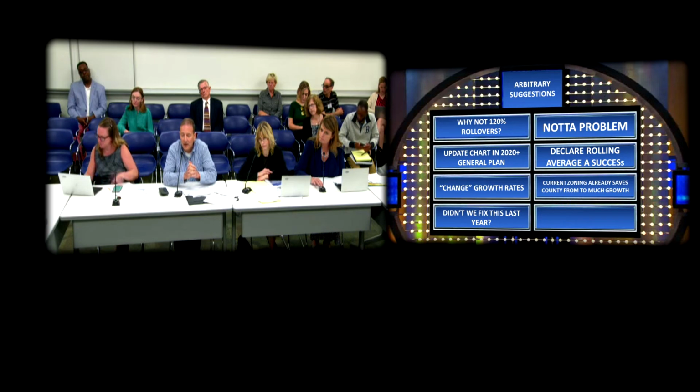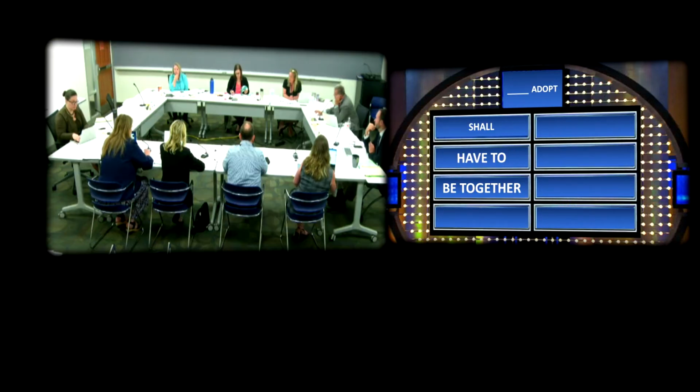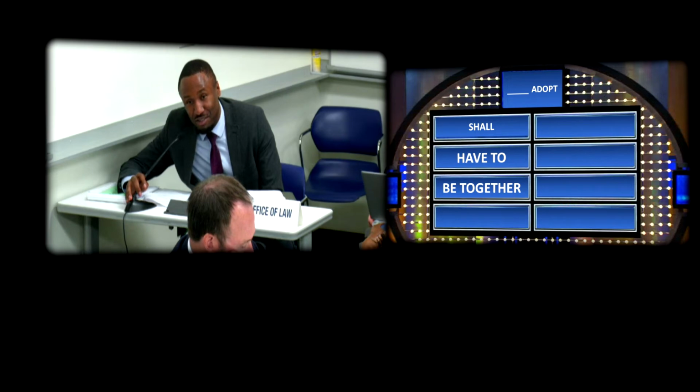You can or cannot? Cannot. Because they have to be together. Why do they have to be together? Per the county code, they have to be adopted concurrently.